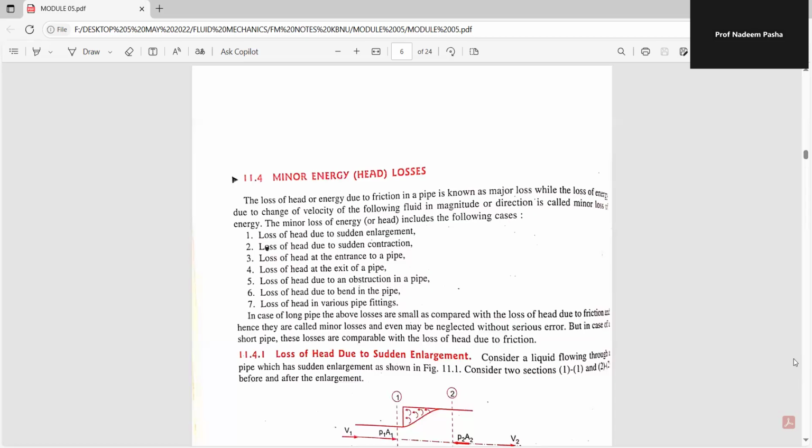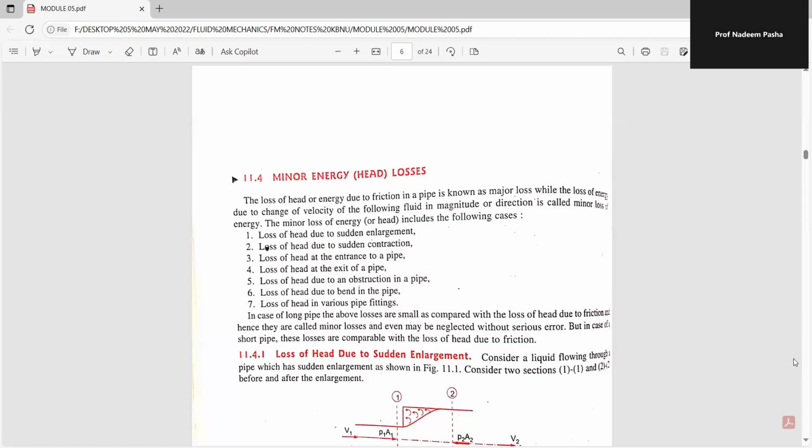Whereas minor loss, which type of loss is termed as minor loss and how is it occurring? The loss of energy due to change of velocity of the flowing fluid in magnitude and direction is called minor loss. So there are different types of minor loss.